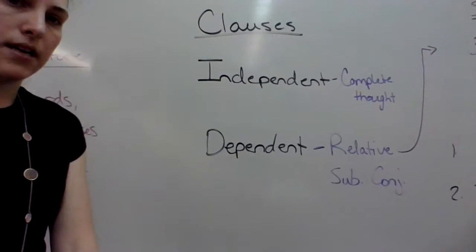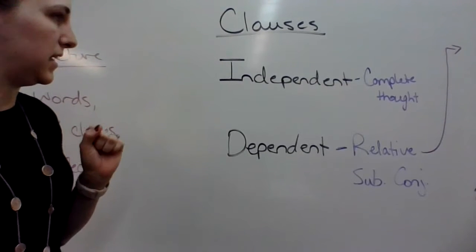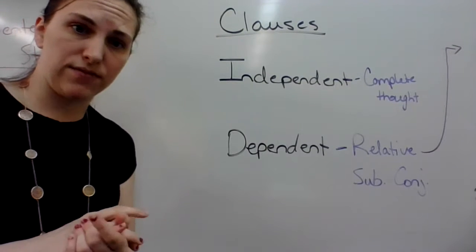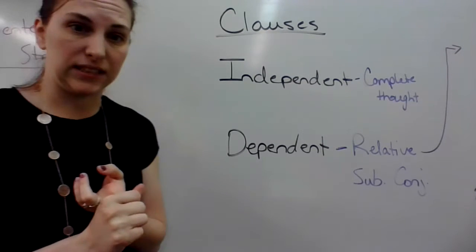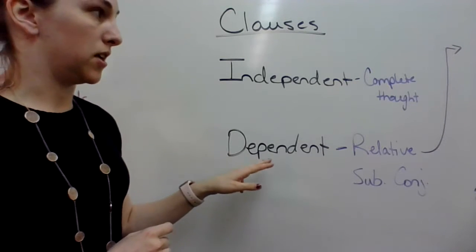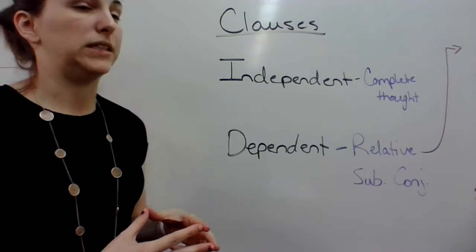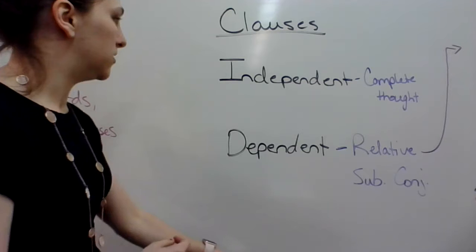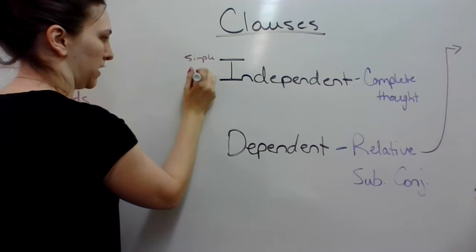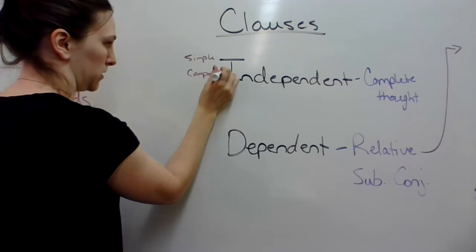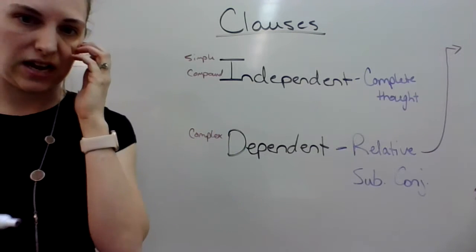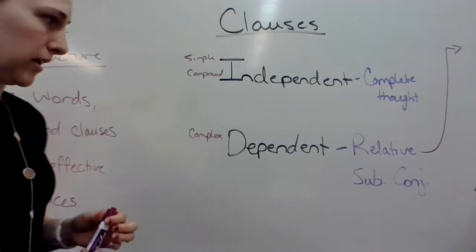Clauses can be independent or dependent. Independent is just a sentence, and that's what we were going over in the previous video. Simple and compound sentences are made from independent clauses. Today we're focusing on the dependent type of clause, which makes complex sentences. So simple and compound are for independent clauses, and dependent clauses make complex sentences. That's the basic way of doing it. That's the only way.